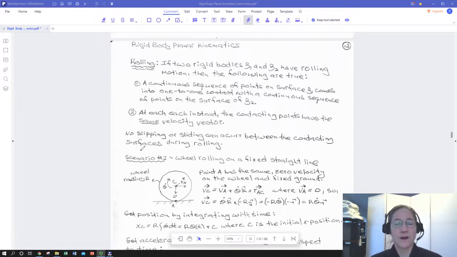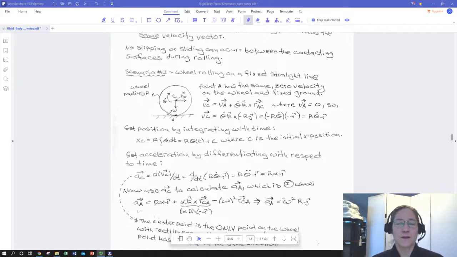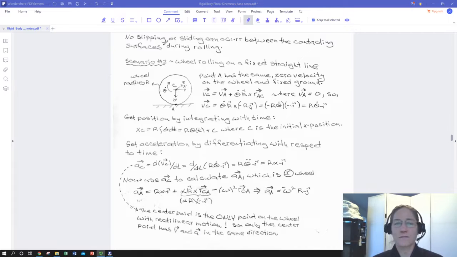And because of that, the contact point is by definition an instantaneous center of zero velocity, which is something that we've covered in previous lectures for this course. So the contact point has zero instantaneous velocity relative to the fixed reference. Same velocity, surface and rigid body. So let's take a look at scenario 1.